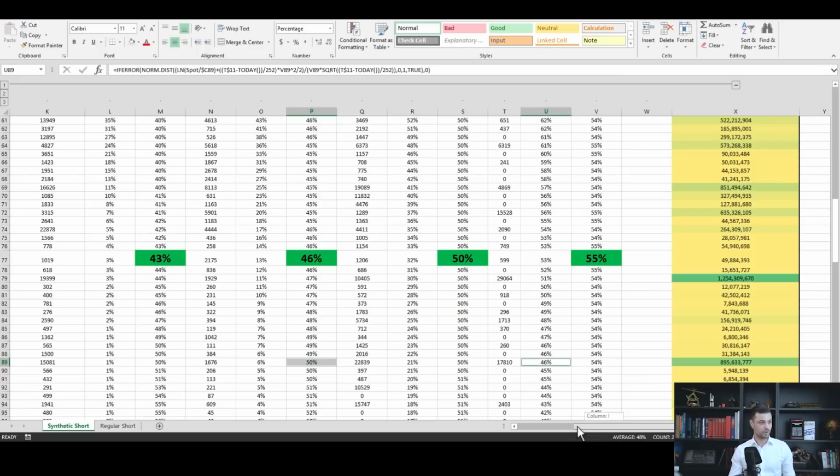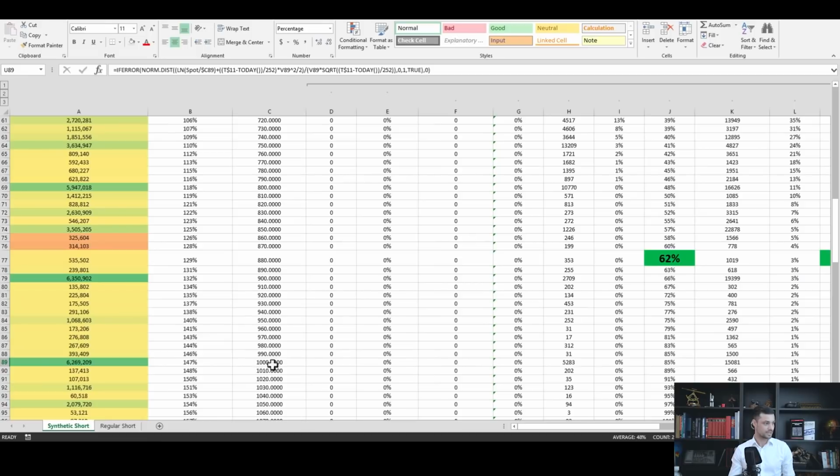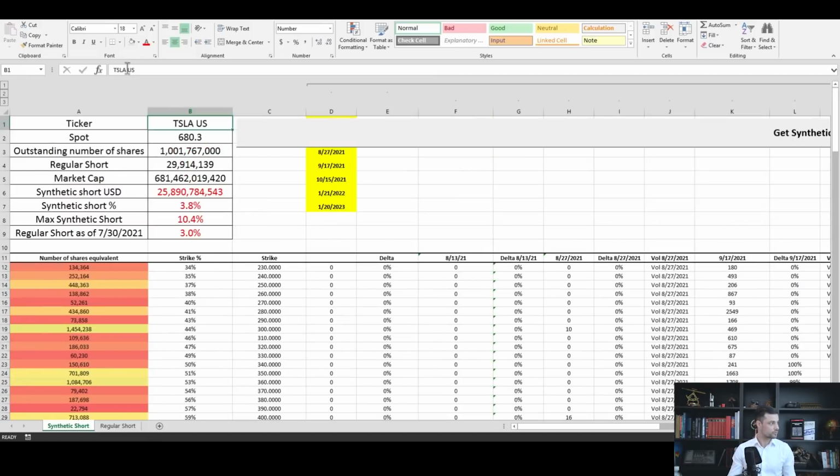For AMC, guys, it's around 200% on the same strikes. 150% strike. Let's have a look for AMC. What is the volatility?